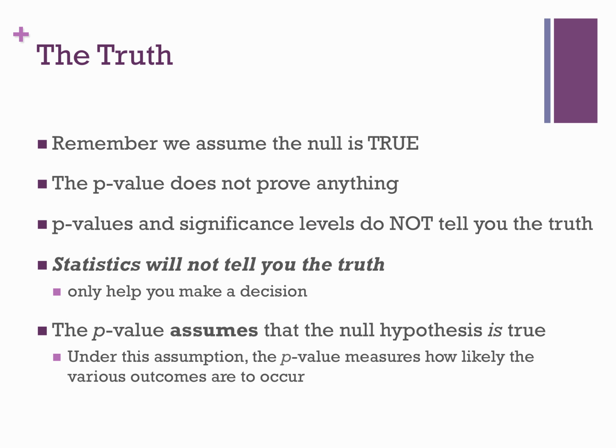The p-value assumes the null hypothesis is true. And under that assumption, the p-value measures how likely the various outcomes are to occur. In our case, we saw a very small p-value. That tells us that the outcome we observed, that 63.3% survival with ECMO, is a very rare occurrence if the true survival rate is 44%.